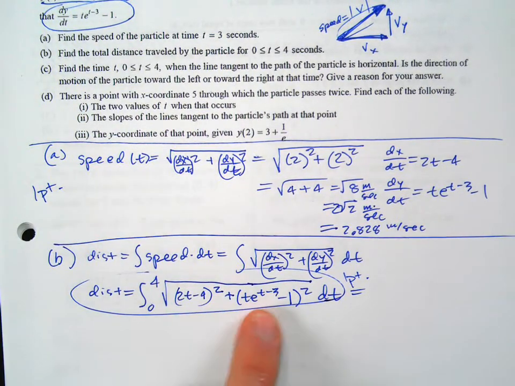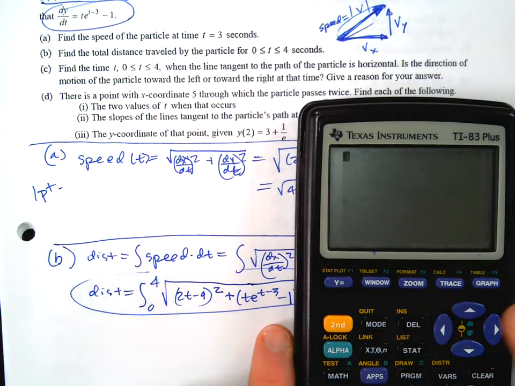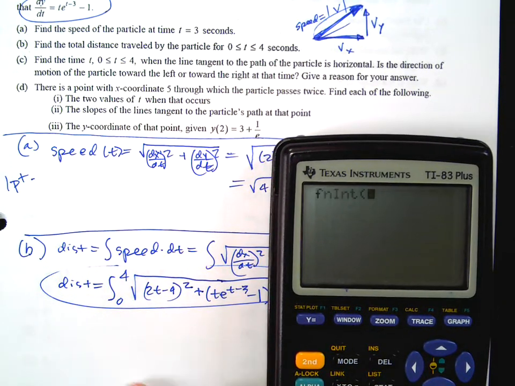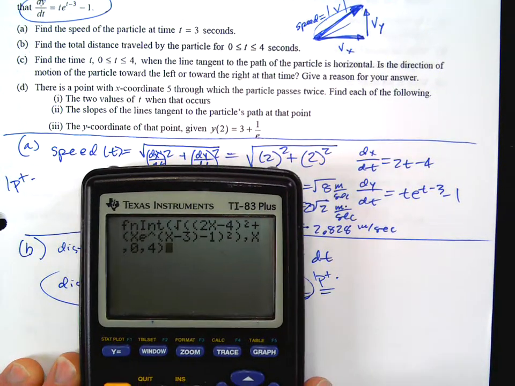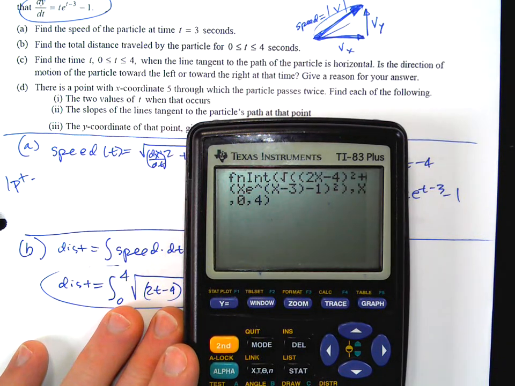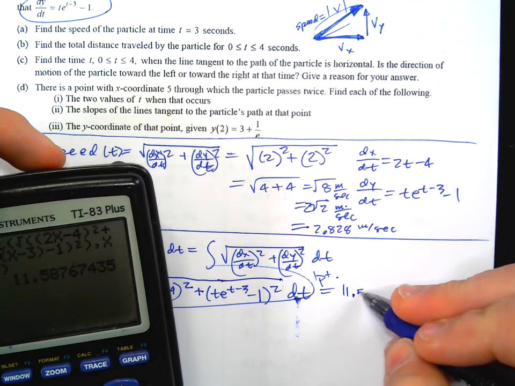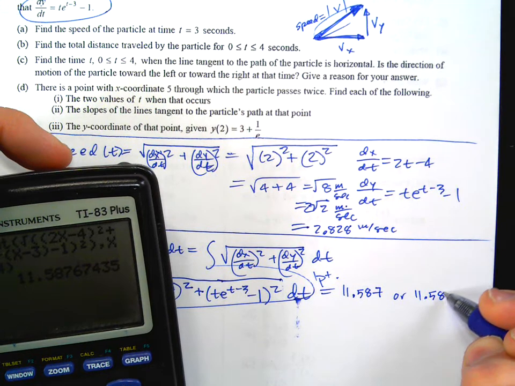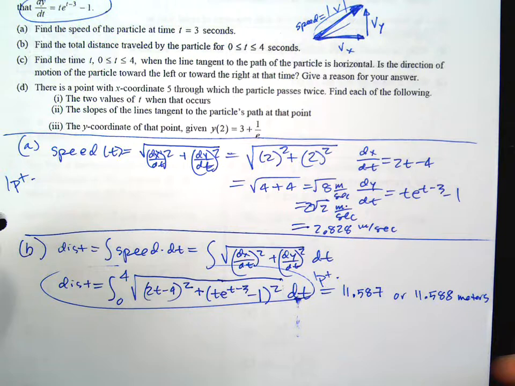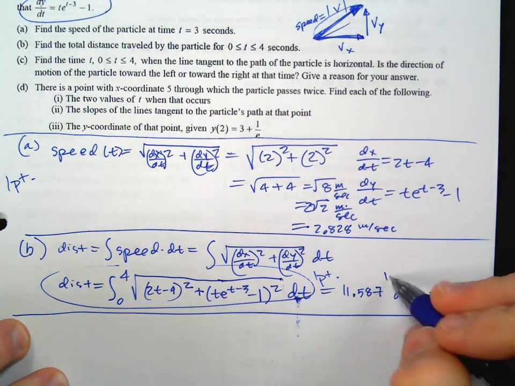Then we can do our calculator. Don't plug in time 4 in any of this stuff right now. I'm just going to type this in. Math 9. Square root, parentheses, 2x minus 4 squared plus parentheses x e to the x minus 3, close, minus 1, close squared, close, comma x comma 0 comma 4. So that's what we should have. Let's see what it gives us. Just patiently waiting. Take a deep breath. 11.587 or 11.588 meters. All right, distance. So 1 point for the setup, 1 point for the answer.